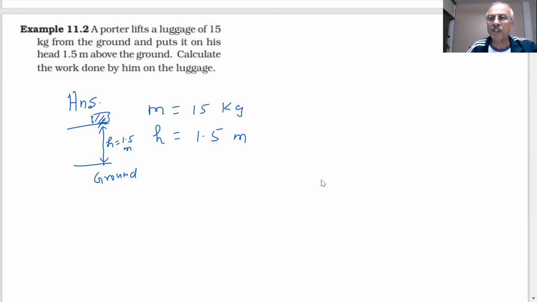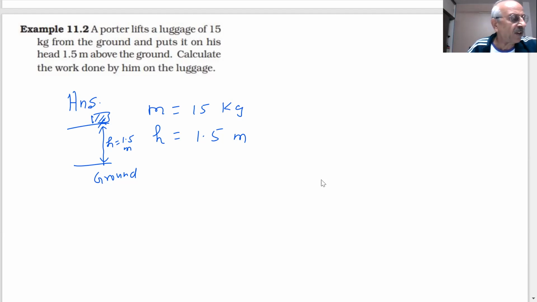What do you think? Has work been done? Yes, sir. The porter has not moved, but he has just lifted the weight. So what type of work is this? This is the work against the gravitational pull of the earth, because the earth is pulling the luggage towards itself by acceleration due to gravity, which you already know. The value of g is known. So students, what will be the work done in this case?